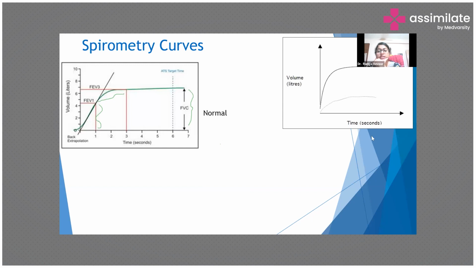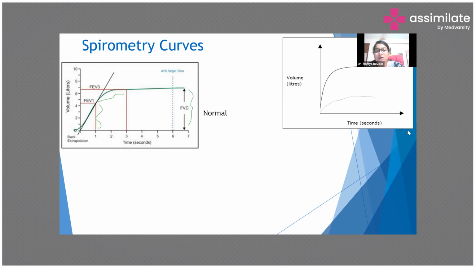Can we have any answers? Is this obstructive or is it restrictive? Okay, Arijit says it's obstructive. Nurul says it's restrictive. Okay, so restrictive. Okay, we have answers to both sides.